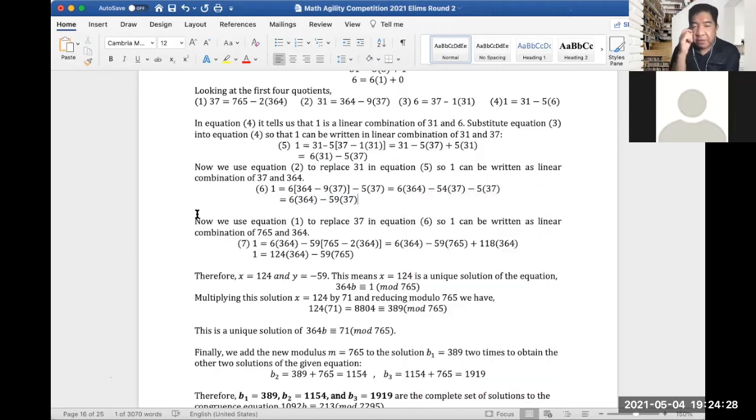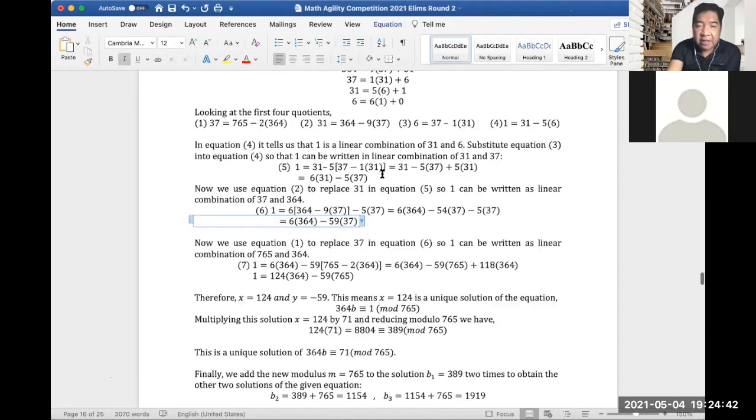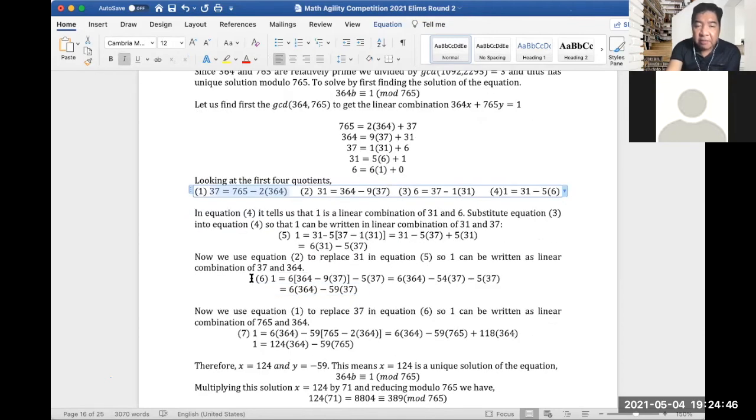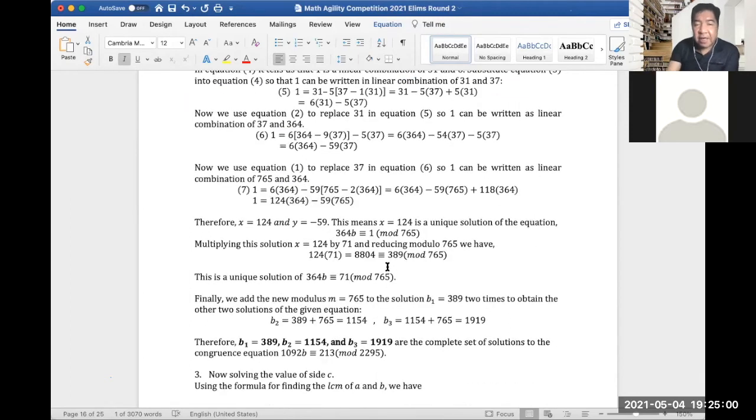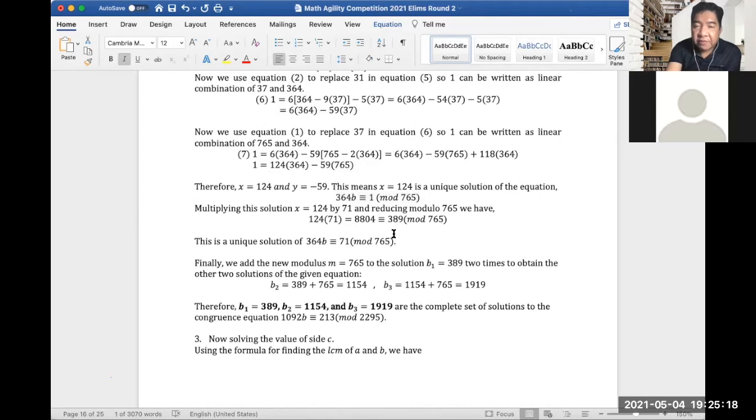Now let's substitute equation 1 here, since we have 37 in equation 6. We're going to replace 37 by this relationship. We will get our final answer, which is equal to 1. That's equation 7: 1 equals 124 times 364 minus 59 times 765. Therefore, our x is 124 and our y, that's our linear combination, is negative 59. This means x equals 124 is the unique solution of the equation 364b is equivalent to 1 modulo 765, right?